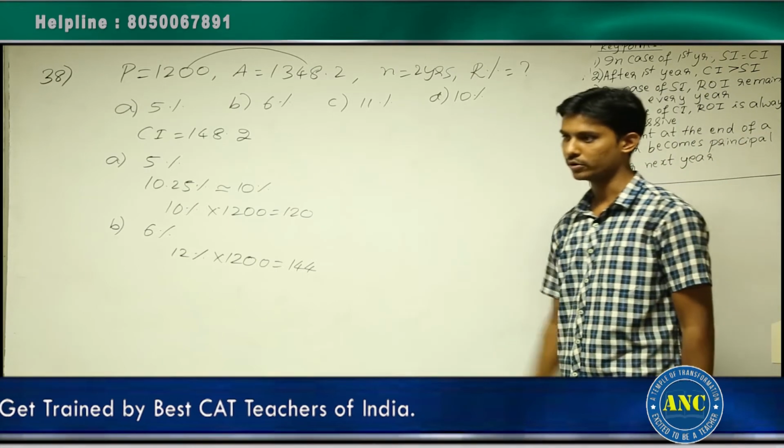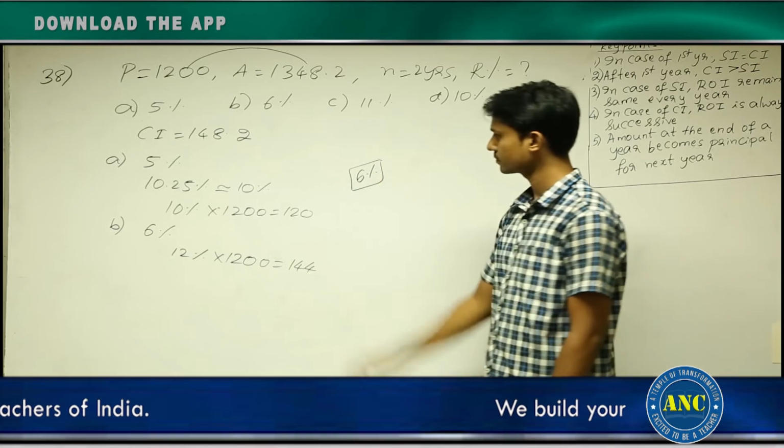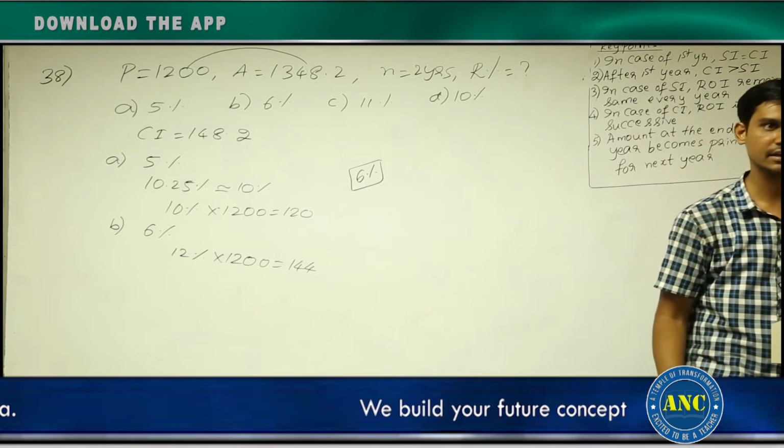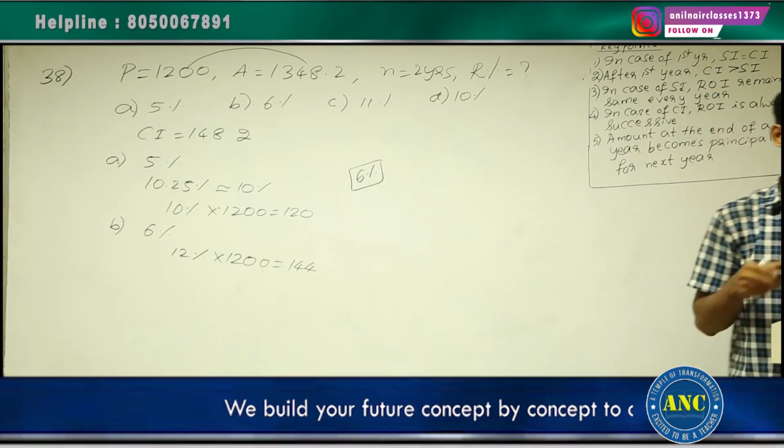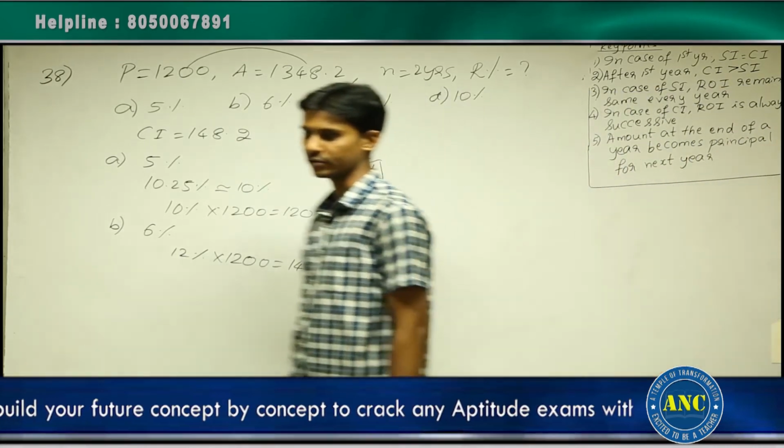144 and 148.2 are close to each other. Answer is 6%. Clear, sir? Everyone? One way is to solve, substitute and solve it. Other way is to go by answer option.